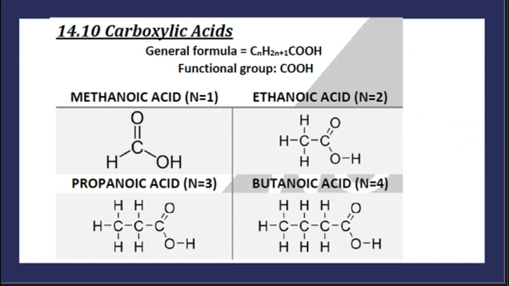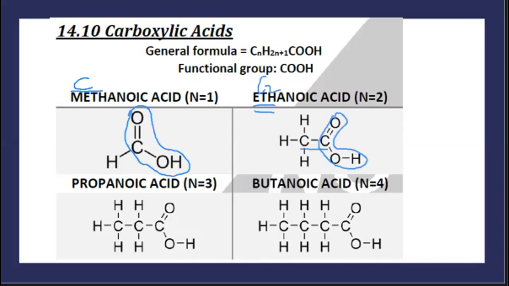So we have methanoic acid: meth because we only have one carbon present, anoic because they have that C double bond O OH group. When we deal with methanoic acid, meth has one carbon and has a C double bond O OH group. With ethanoic acid, you have two carbons present, so therefore eth is correct. You have C2, and then of course there's that COOH group.